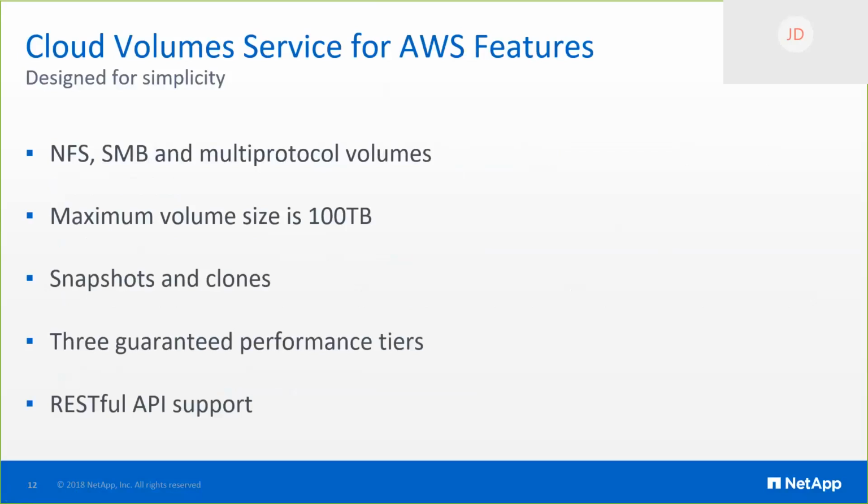This product does have snapshots and clones, as you would expect from any product based on ONTAP. There are 3 guaranteed performance tiers that you can choose from. You'll choose one performance tier for each volume, but you can switch the performance tier of a volume non-disruptively at any time, and you can mix and match your performance tiers among your volumes. So there's no need to feel locked in. And of course, we do have full RESTful API support.